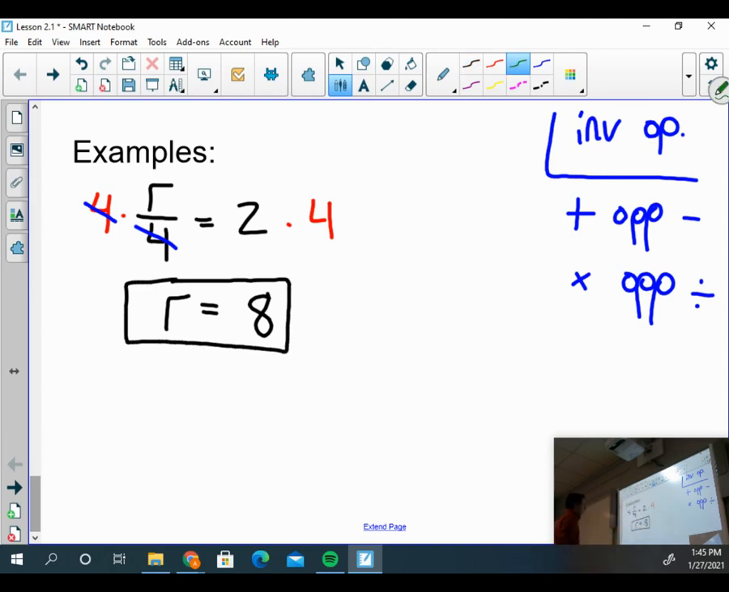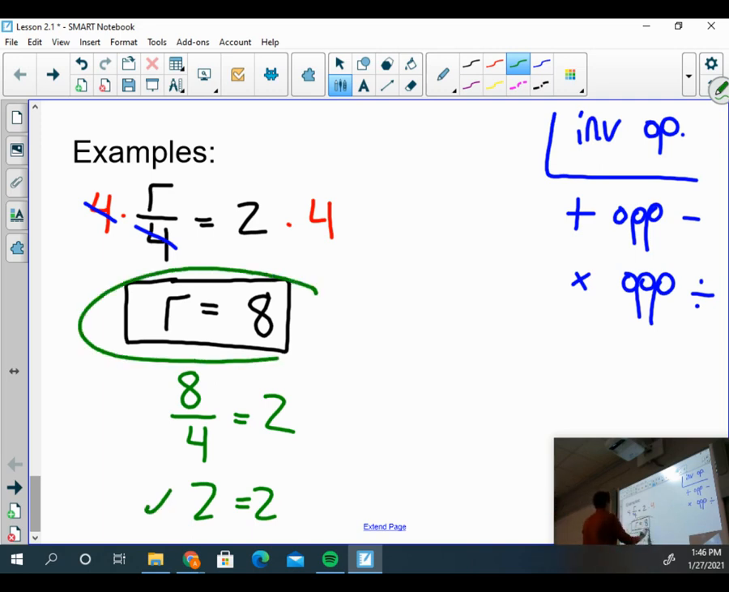Again, if you're unsure, at our base level we had an equation. And if it's an equation, both sides should be equal. So let's see if, when we plug in 8 for R, since we're saying R is 8, it makes the equation true. Are both sides equal? Well, we see that 8 divided by 4 simplifies to 2. We get 2 equals 2. That's true. Therefore, we can justify that our answer of R equals 8 is correct.